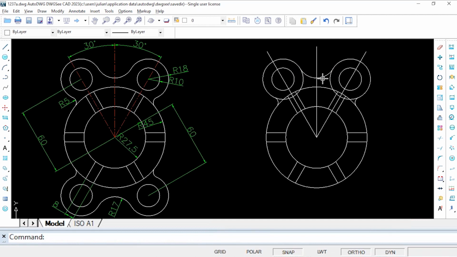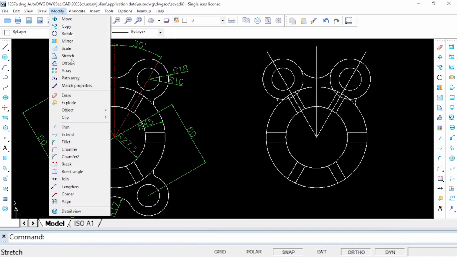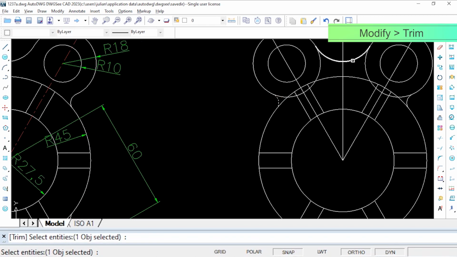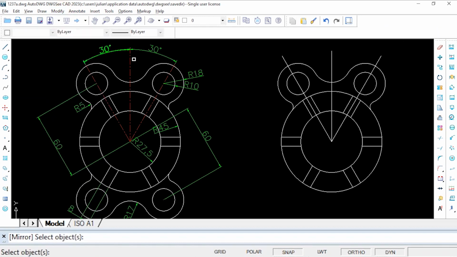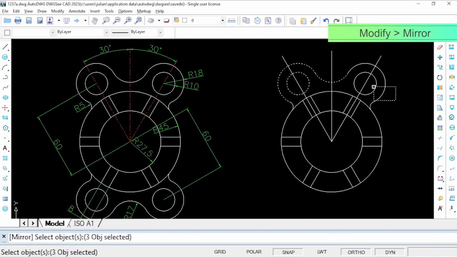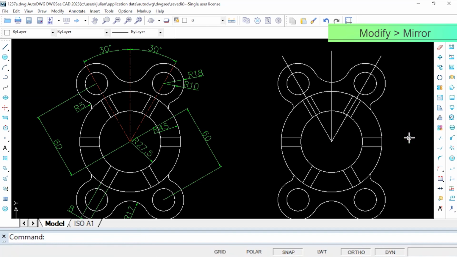Trim the objects and mirror them downwards. Add annotations to the drawing.